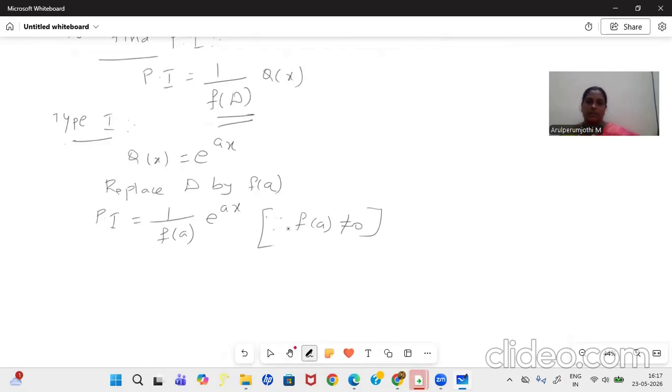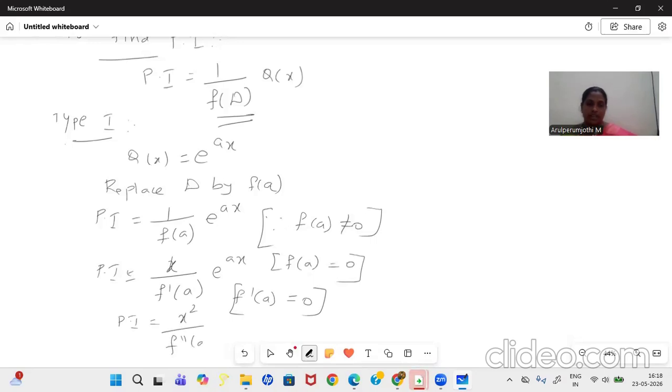Okay, since f of a is not equal to 0, we can directly write p is equal to 1 by f of a into e power ax. Suppose if f of a is equal to 0, then this can be written as x divided by f dash of a into e power ax. And again, if you get f dash of a is equal to 0, then this becomes x square divided by f double dash of a into e power ax and so on.